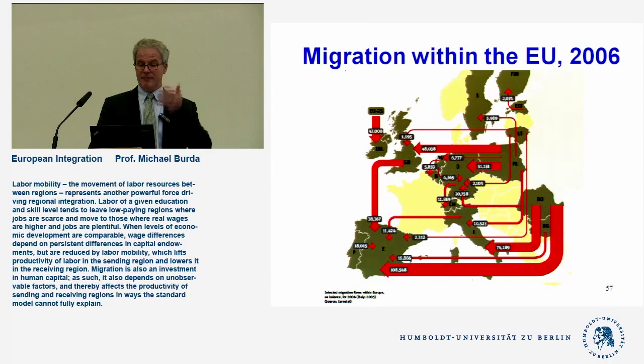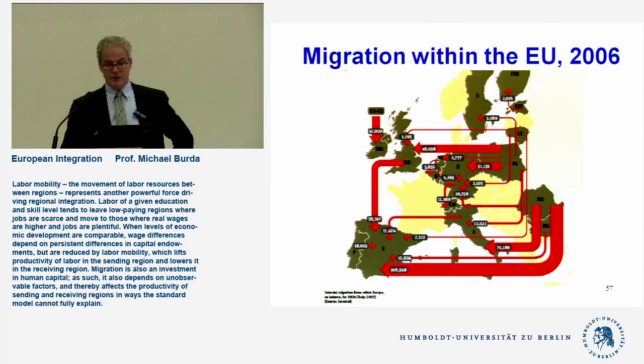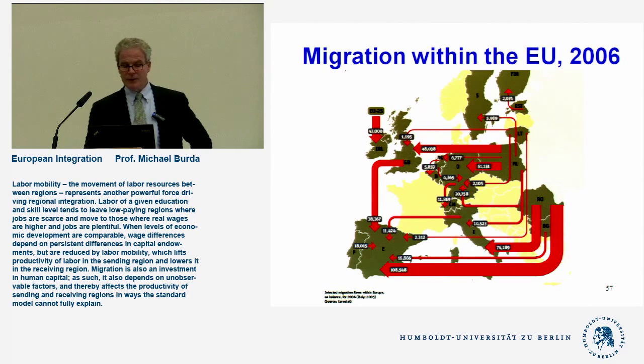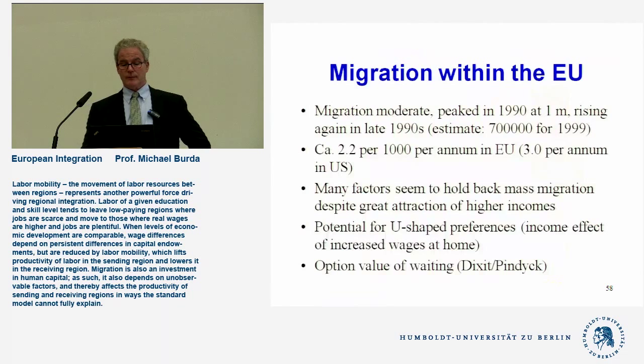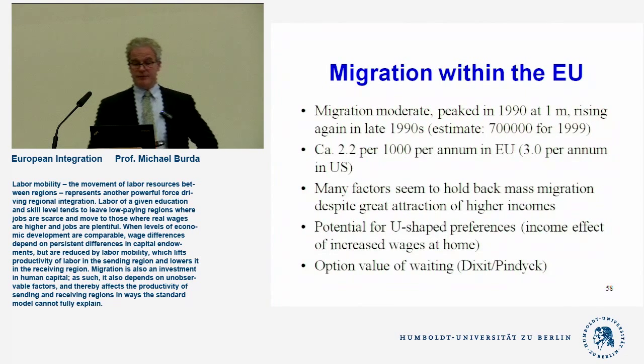And at the same time, you have the Polish emigration to Great Britain, but also to Germany. So already in 2006, before the terms of the grandfather clause between Poland and Germany were relaxed, there's still quite a large population of people moving. So these are the kind of flows that we're talking about. These are not insignificant.